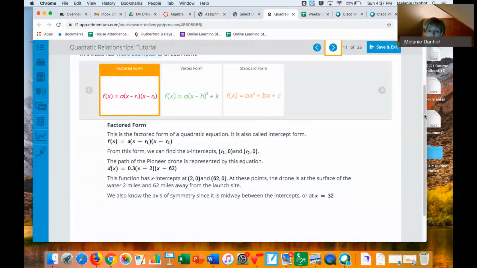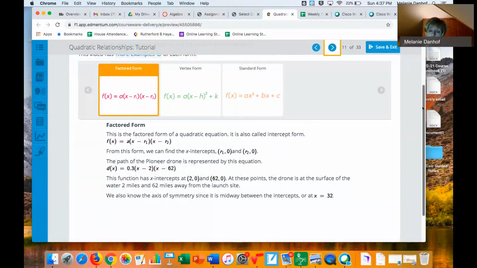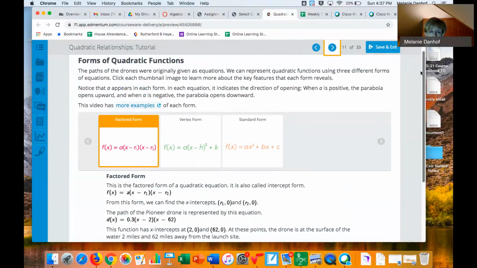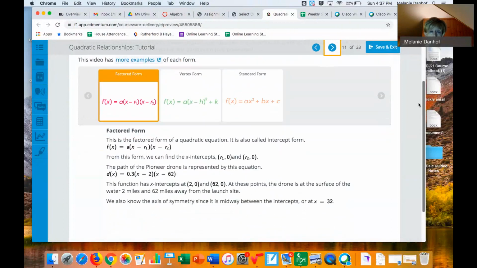So I'm on screen 11 now, and what I want to take a look at are these three different formats, starting with the factored form here. And it says f of x equals a times the quantity of x minus r1 times the quantity of x minus r2. And a, by the way, tells us if the graph opens upward or downward.